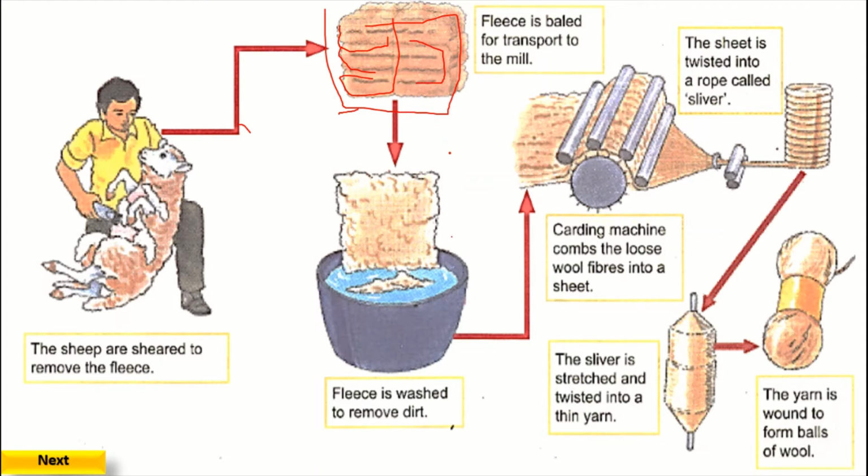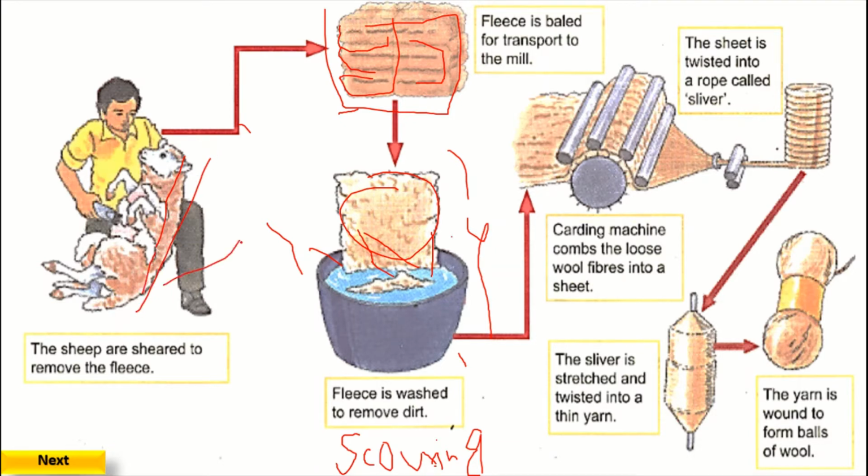What will they do in the mill? They will wash and remove the dirt using machines or buckets as you see here, and this process is known as scouring, right? Scouring, to remove the dust and other germs in this fleece. So first they will remove the hair of the sheep, and then they will take it to a mill in baled form, and they will wash it to remove the dust, germs and all, right?